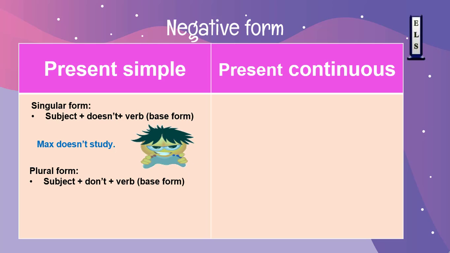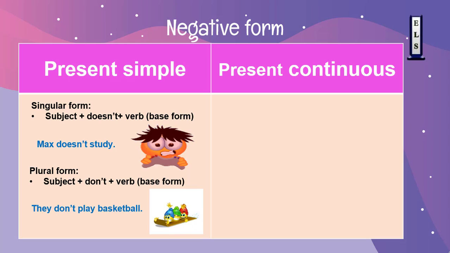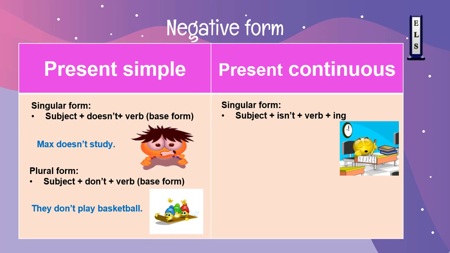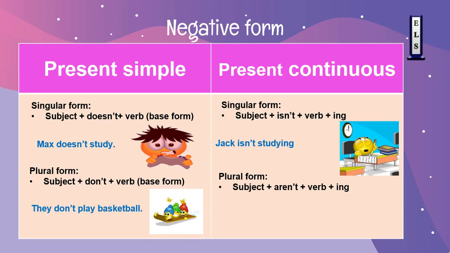They don't play basketball. For the present continuous, the singular form will be the subject plus isn't plus the verb plus ing. Let's see. Jack isn't studying now. We have isn't plus the verb ending in ing. In the plural form, the subject will be added to aren't plus the verb ending in ing. For example, we aren't doing our homework.